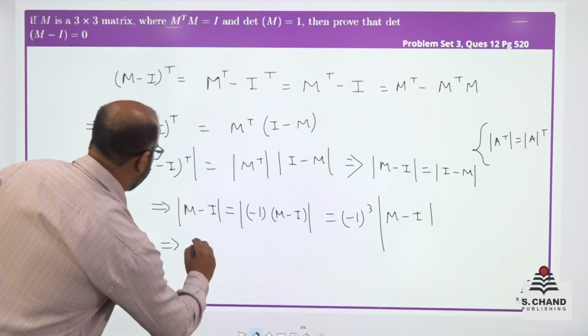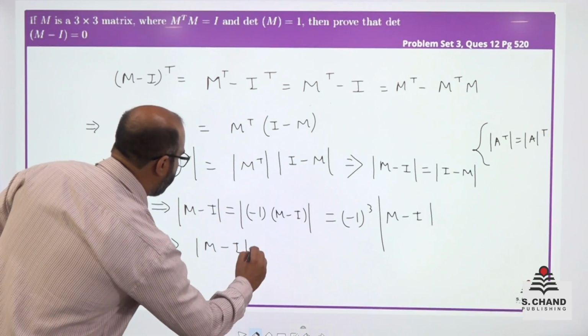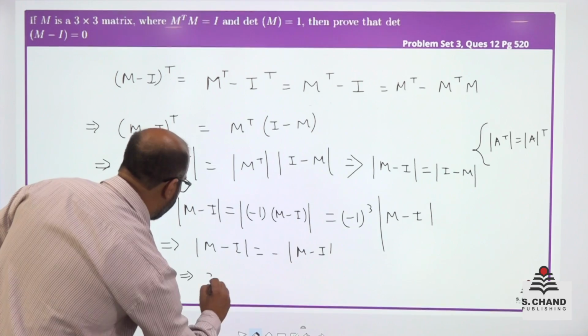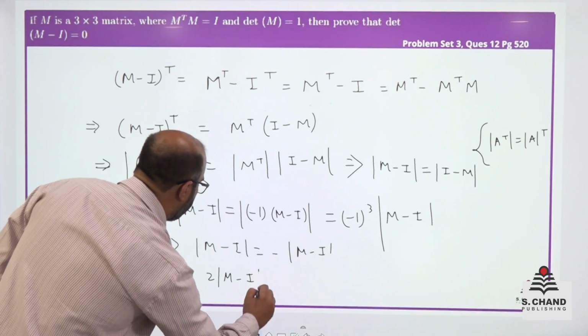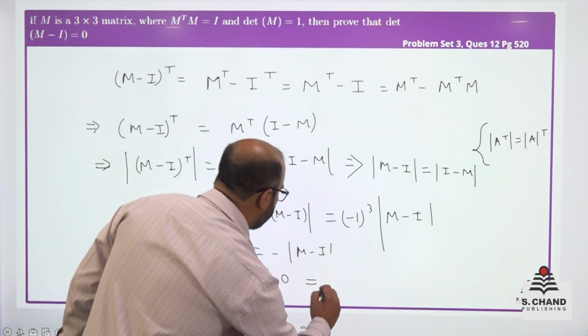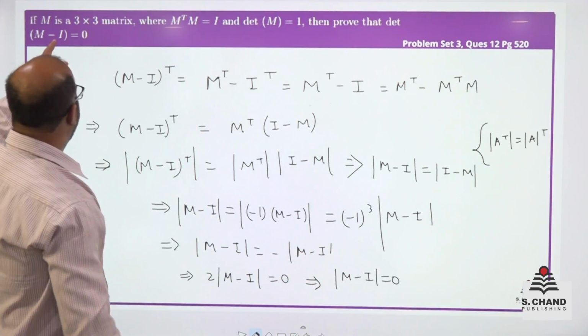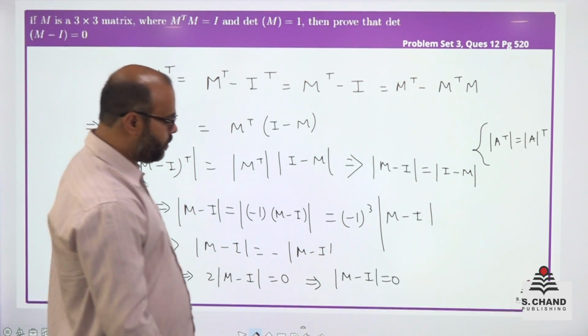So determinant of M minus I here is equal to minus of determinant of M minus I, which means twice of determinant of M minus I is equal to 0, which means determinant of M minus I is equal to 0. So thus we have proved this.